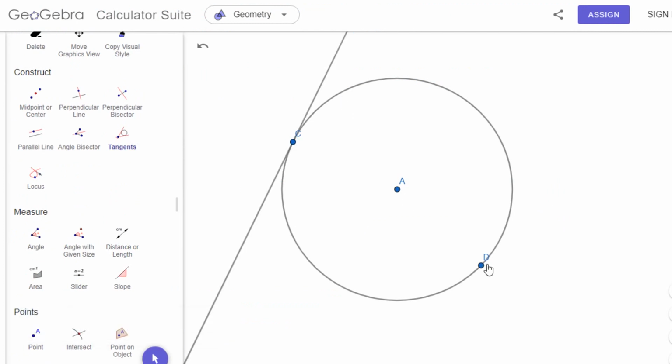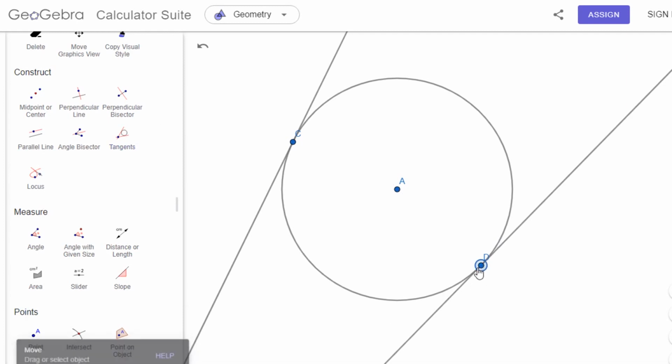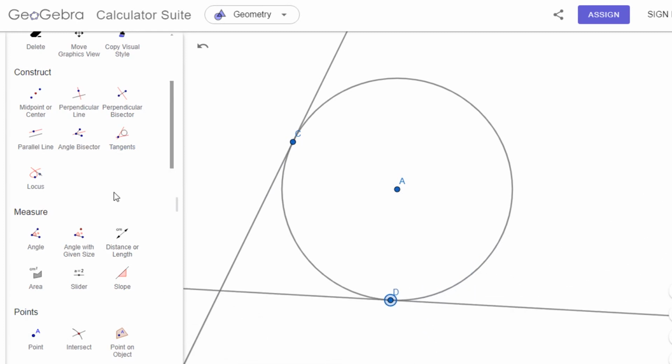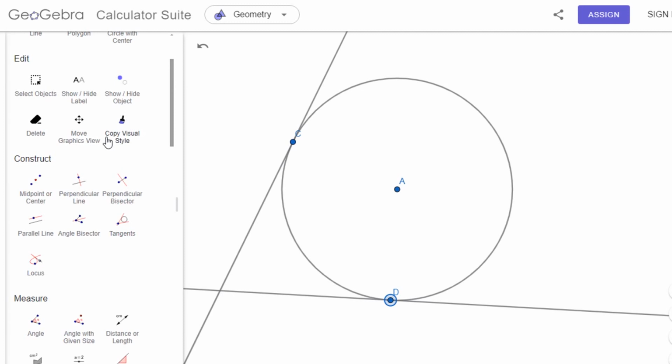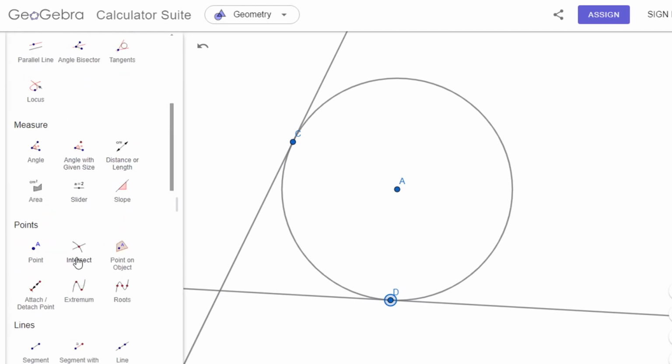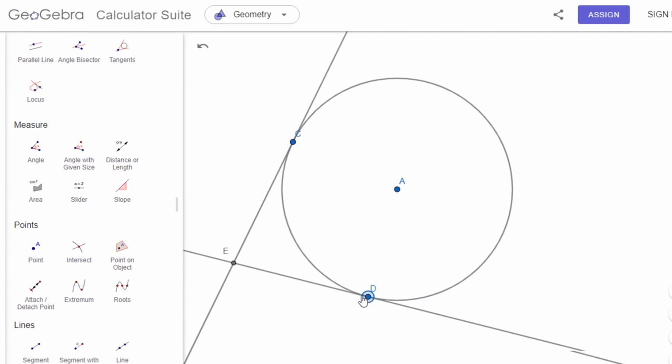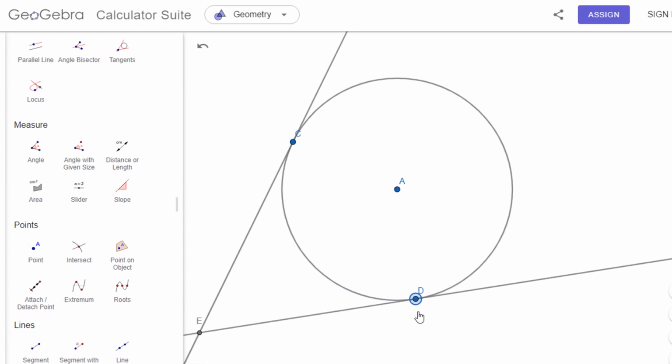So as you can see, that's one tangent, that's another tangent. Now let us move the tangents so that they meet at a certain point. As you can see, they are meeting here. Let us denote that by showing their intersection. So let me create this tangent and this tangent. As you can see, they are meeting at point E. So when I move them, they are still meeting at point E.